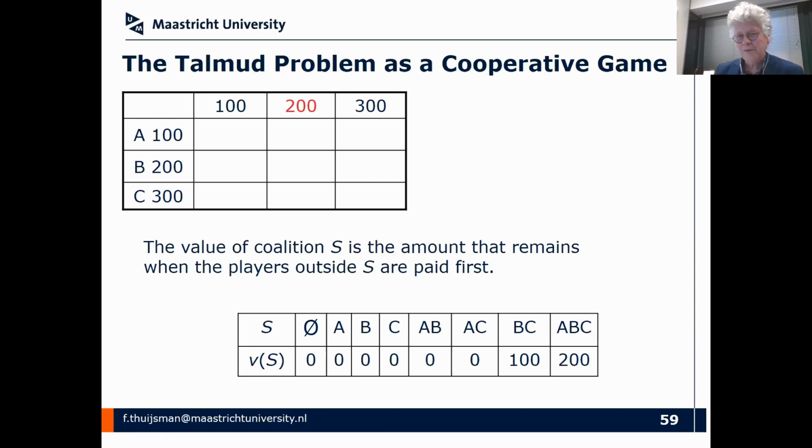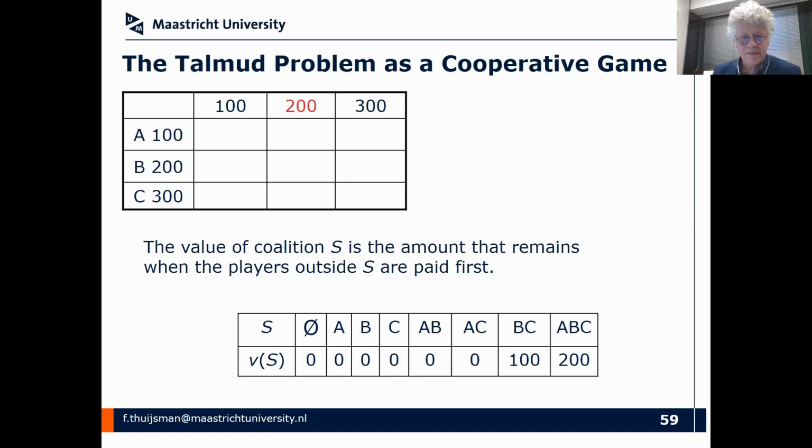They wrote the Talmud problem as a cooperative game. It's about sharing money, which means we have to fill a table. And for the 200 case, so that's why you see 200 is red at the top line. For the 200 case, they said, well, we have to fill in these numbers. They want to split 200. So at ABC we write 200, what numbers do we write at the other coalitions?